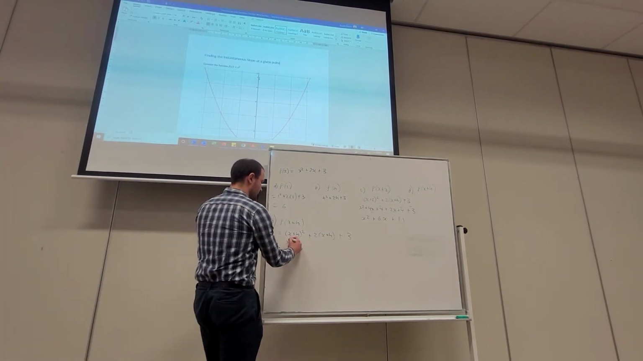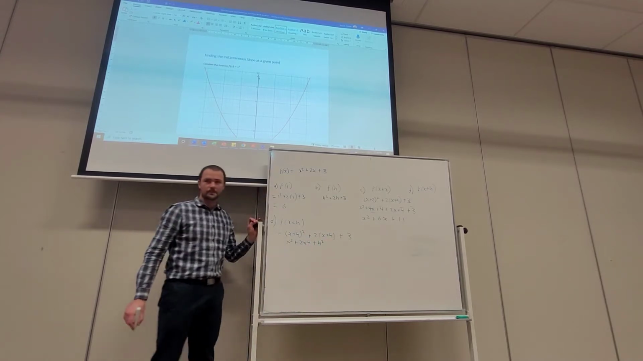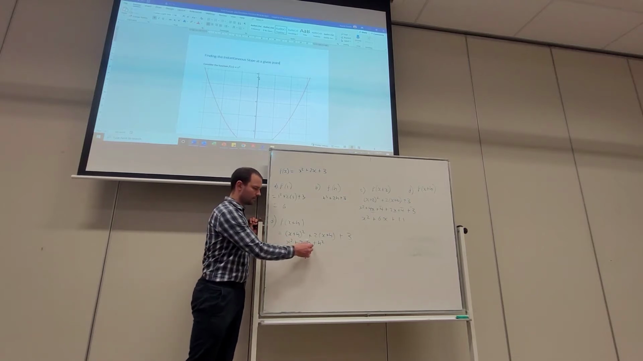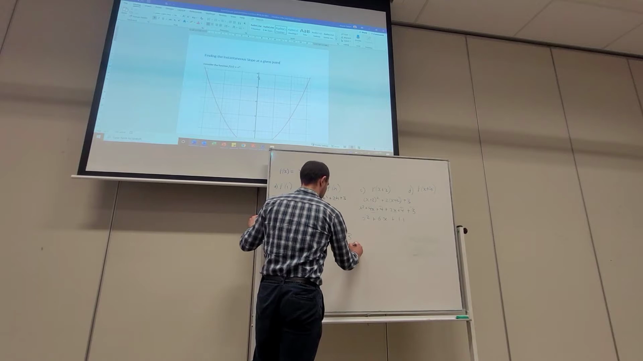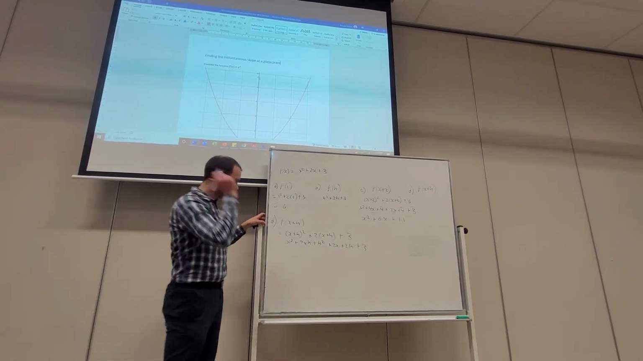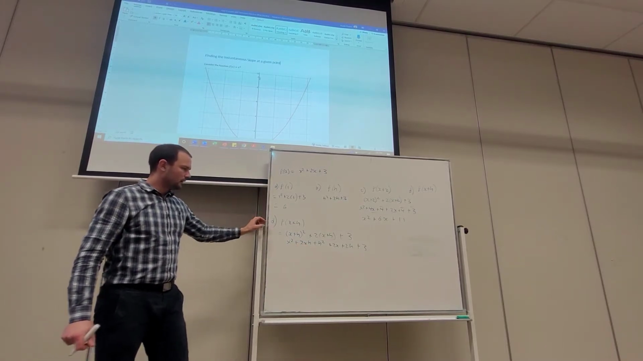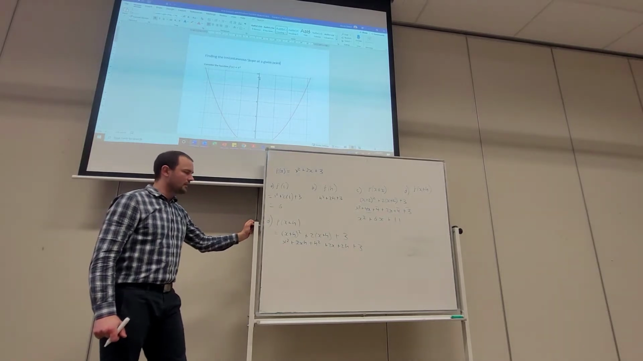So here we're going to have x squared plus 2xh plus h squared. Okay, that's perfect square expansion, a squared plus 2ab plus b squared, plus 2x plus 2h plus 3. Are there any like terms? No. Okay. Like terms have to have the same exponent and the same variable.